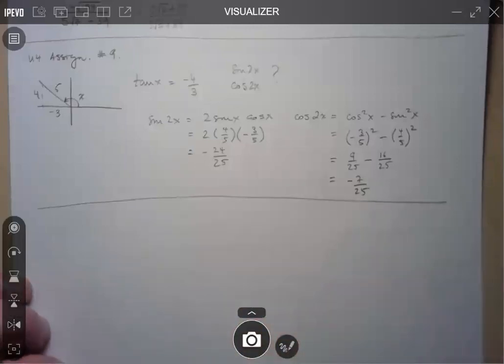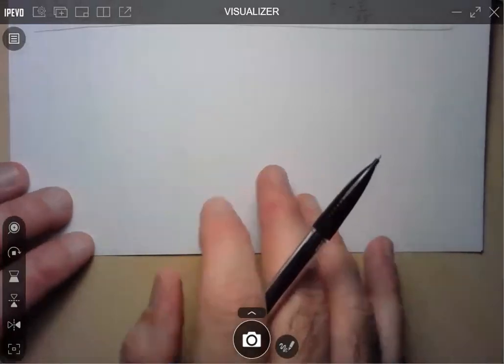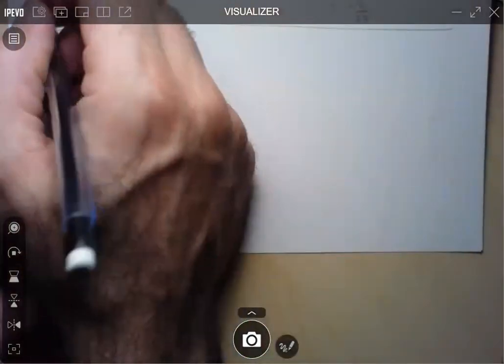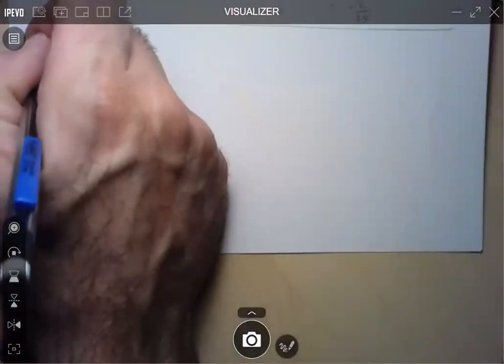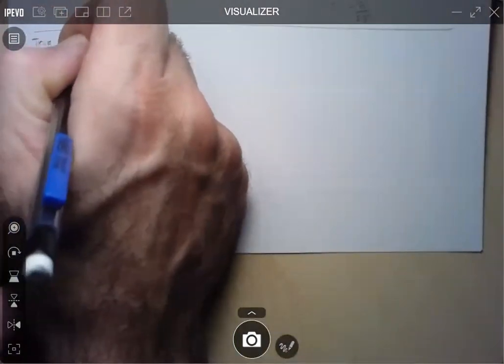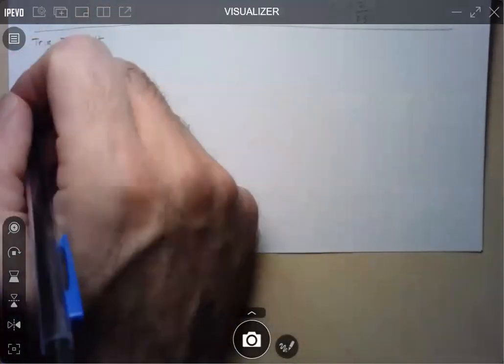So the one that was asked for was number 4 on the Trig Identities worksheet. So let's bring that up here. Oh, did I assign that one? Okay, anyways, let's take a look at it. A lot of writing on this one here. So Trig Identities, number 4. Oof. Okay, let's write this out.